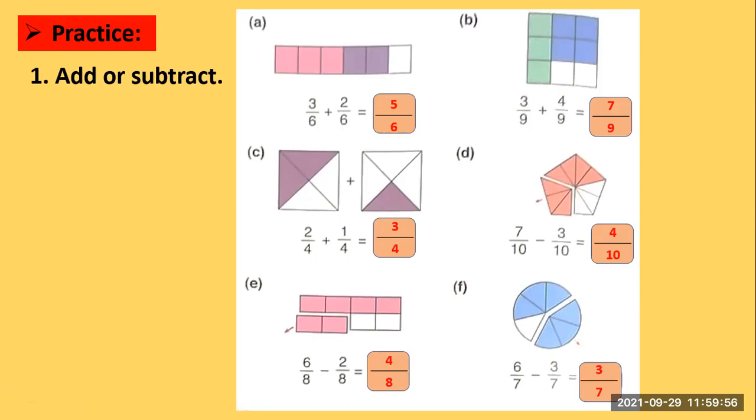Okay, 3 over 7. But sometimes you can put it in simplest form. So you can divide this one, 4 over 8. You can divide by 4. So 1 over 2, or 1/2.